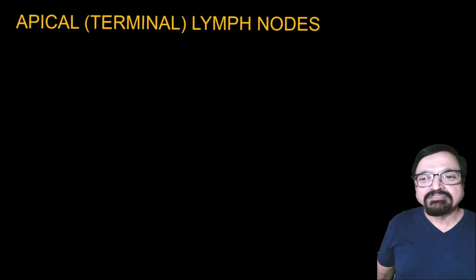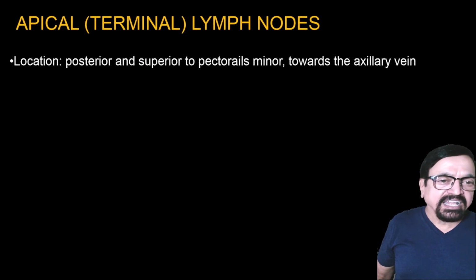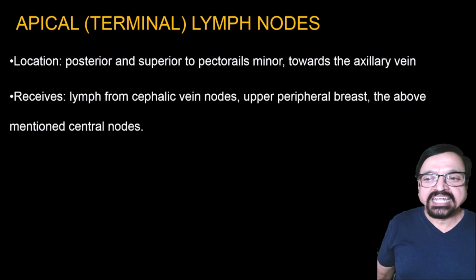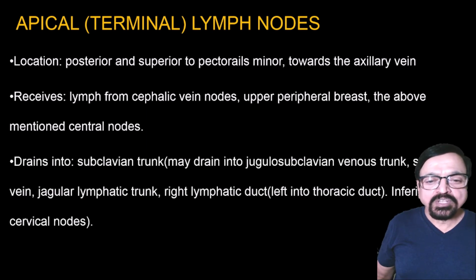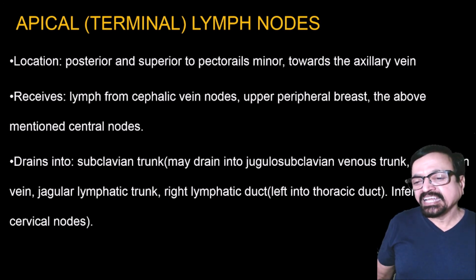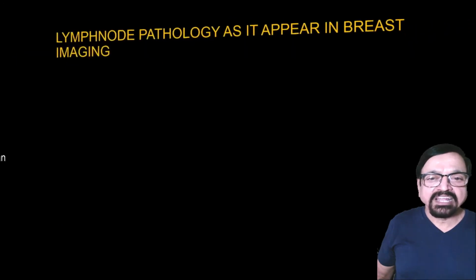The apical lymph nodes are the second group. They are located posterior and superior to pectoralis major towards the axillary line. They receive lymph from the cephalic veins. Upper peripheral breast are above the mentioned nodes and drain into the subclavian trunk. May drain into the jugulo-subclavian venous trunk, subclavian vein, jugular lymphatic trunk, or right lymphatic duct, left into thoracic duct, and inferior deep cervical nodes.